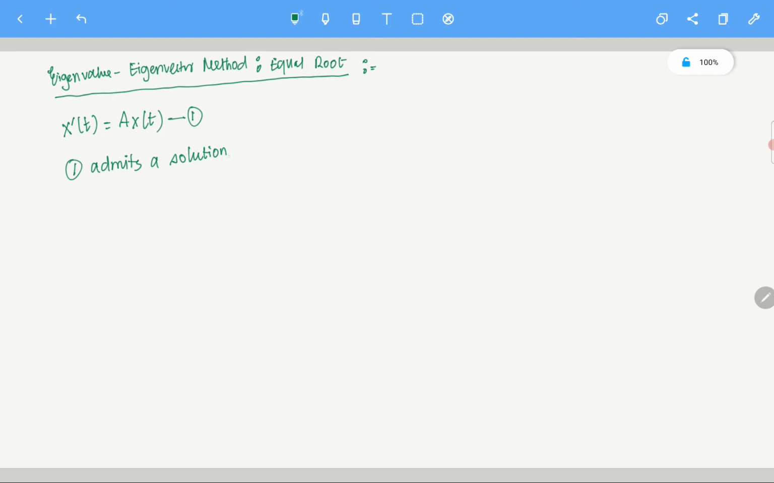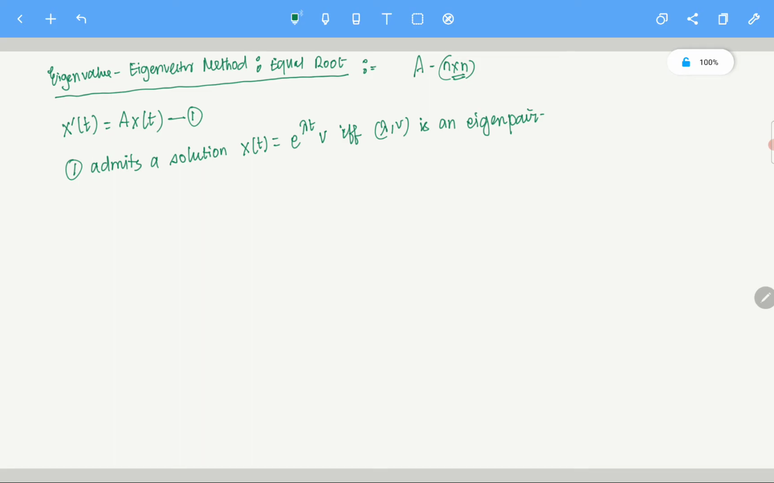Here, one admits a solution x of t which looks like e power lambda t, where lambda is real, t is real, times some vector v, if and only if lambda and v is an eigenpair. So let's say A is given to be an n cross n matrix. We already know the solution space of this is n dimensional. The dimension of the solution space is n, if A is n cross n.